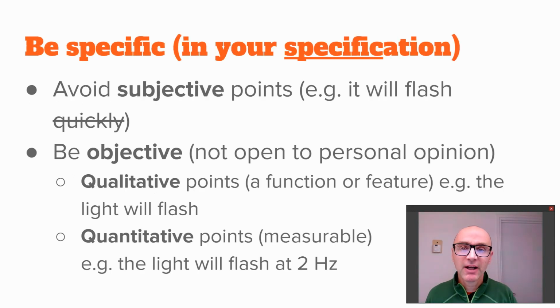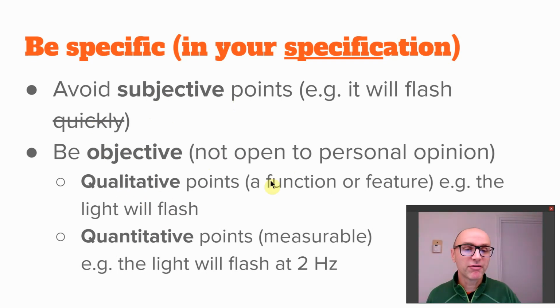Okay, right. A specification should be specific. So don't add anything that's subjective, like it will flash quickly, because what on earth does quickly mean? That's going to be very subjective, in other words, down to personal opinion. So what you want is to avoid being subjective. You want to be the opposite, which is objective, so not open to personal opinion. So that could be qualitative or it could be quantitative.